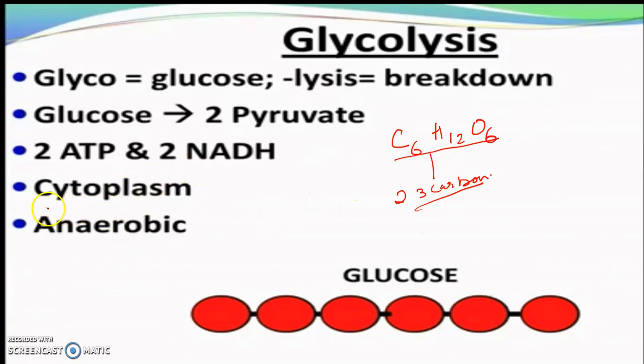This takes place in the cytoplasm. One of the important things to know here is that glycolysis takes place in the cytoplasm, and it's anaerobic. When we are saying anaerobic, that means there is no oxygen. At the end of glycolysis, the result is 2 ATP made and 2 NADH. Remember, these 2 NADH are going to help in the production of ATP in the last stage, which is the electron transport chain. These are also electron carriers.